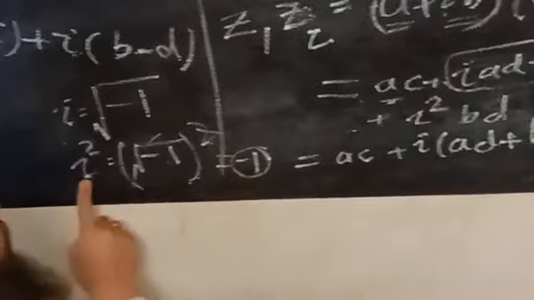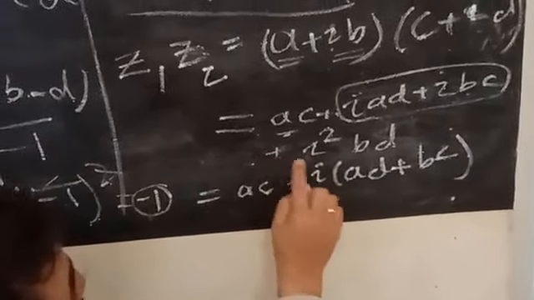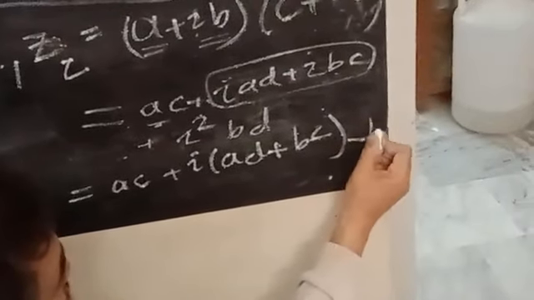You have to remember this. Iota square is equal to -1. So this will be equal to -1 times minus, plus minus. So this will become minus BD.